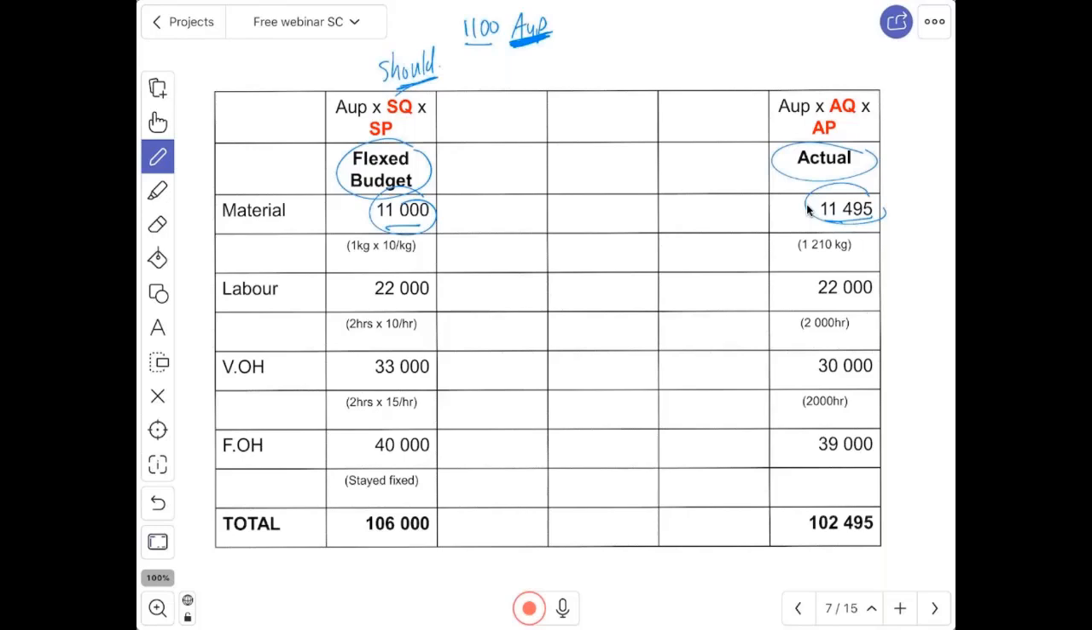And they might ask you to calculate the variances. Most probably they will ask you to calculate the variances. And then they might ask you to give possible reasons. And we'll get to that a bit later on. So we overspent. What went wrong? Just think of anything that could have happened to overspend on material.